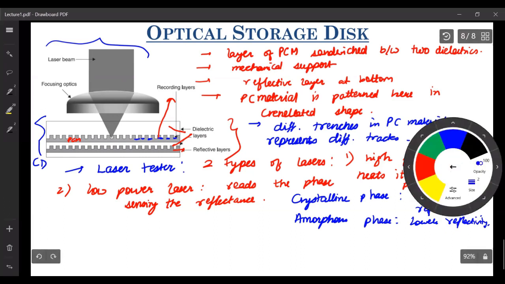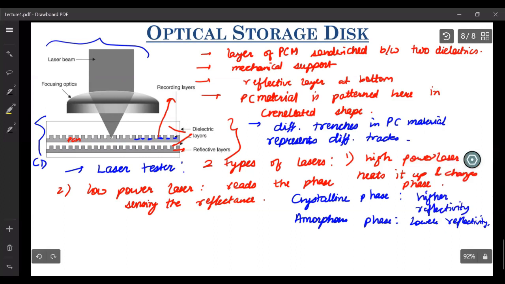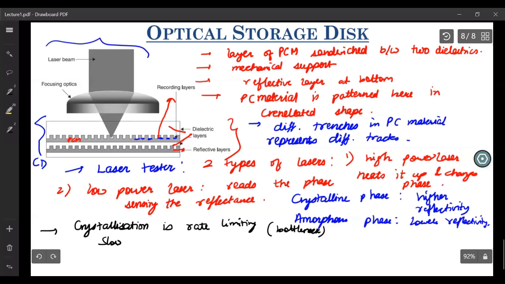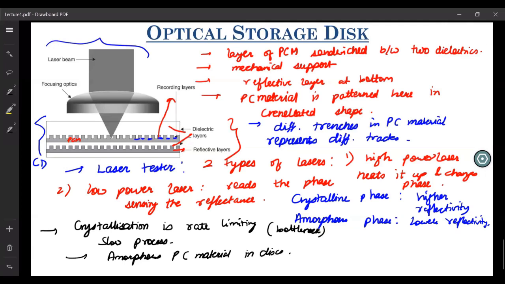However, now let us see how engineers think. However, we know for a fact that crystallization is rate limiting, or the bottleneck. Why? Because it's a slow process. So if we start with an amorphous phase change material in discs, it will take a long time to crystallize and write data on it, right?